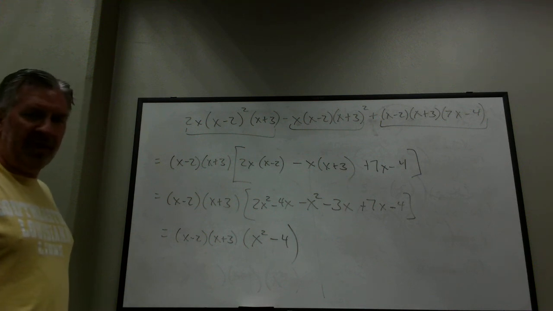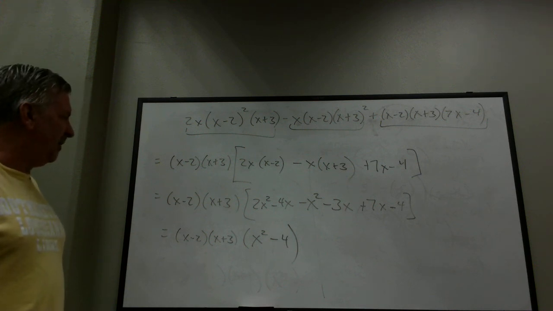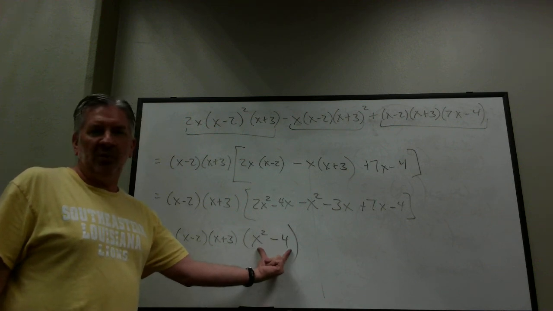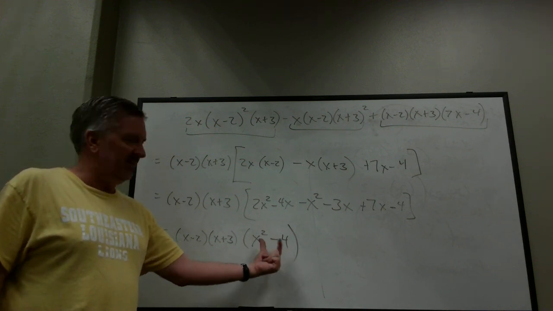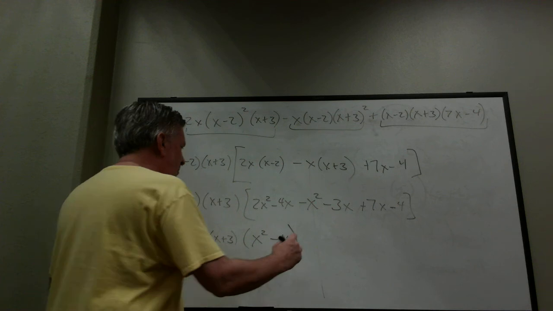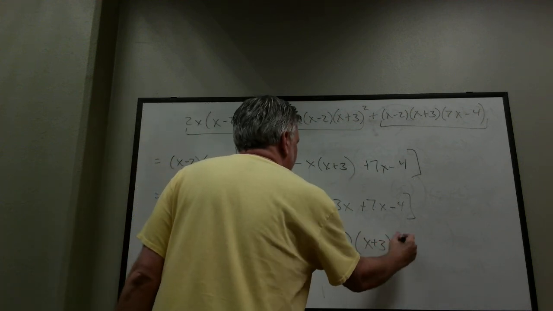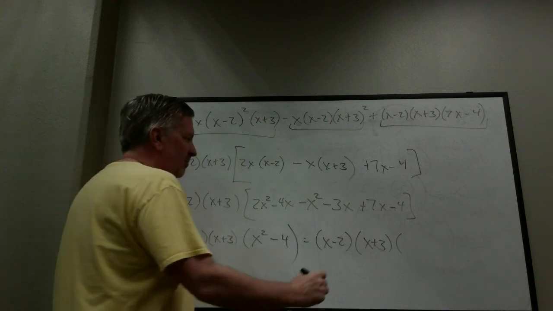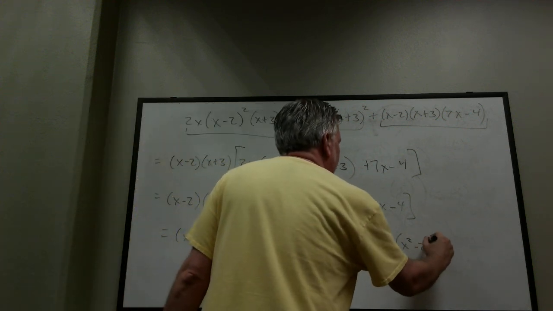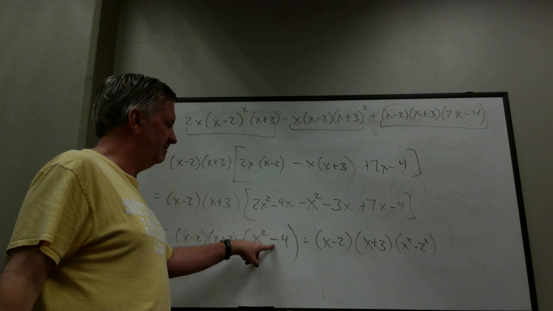Hopefully you realize we are not done. The instructions say factor completely. This is a difference of squares. All right, this is x squared minus 2 squared. So there's one more thing we can do. I'll just cut to the chase. Well, let me go and write it out. This is x squared minus 2 squared, right? This term.